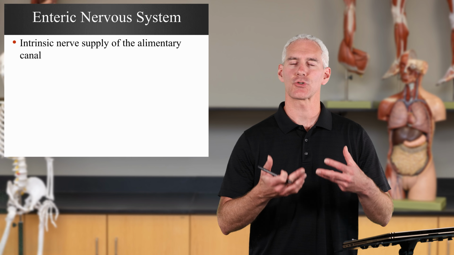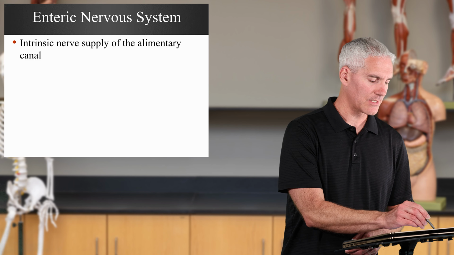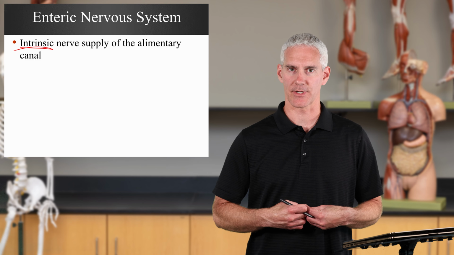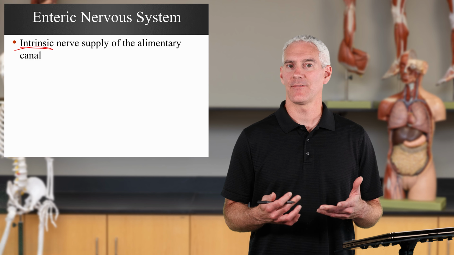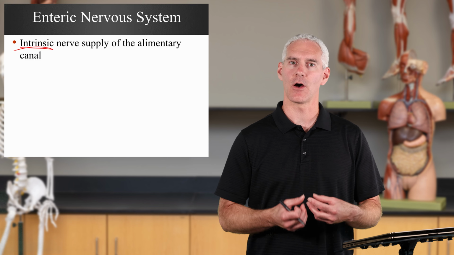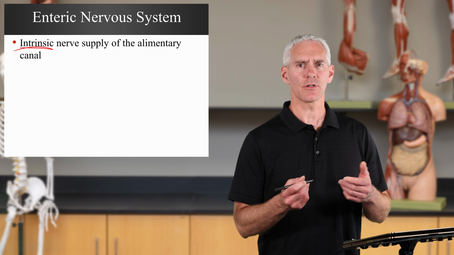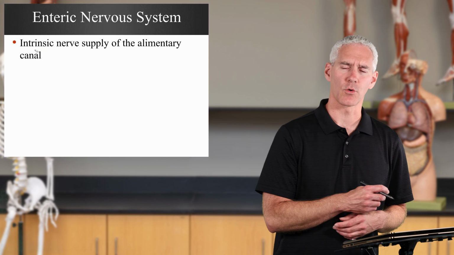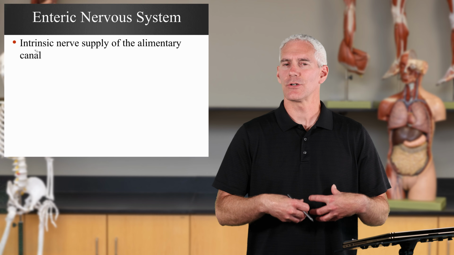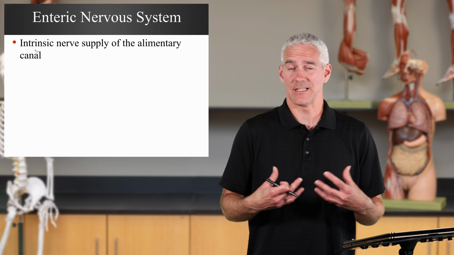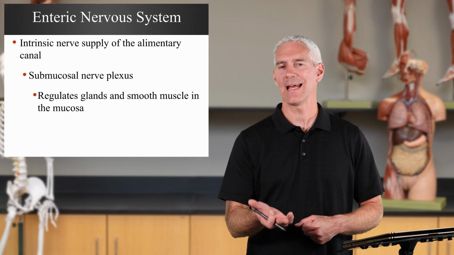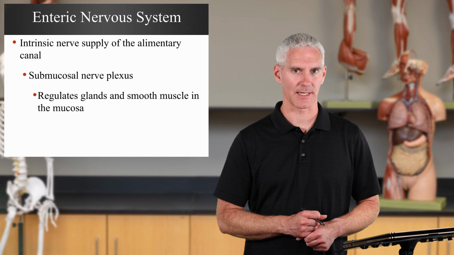Now this is going to be an intrinsic system. What's interesting here is, by being intrinsic, it's all within the GI tract. That's where you get the idea of a gut brain from, because your GI tract can make its own decisions. Sure, the central nervous system, your brain, spinal cord, they're going to help out. They're going to have control mechanisms and factors, but your actual gut itself, the GI tract, can make some decisions on its own. So we have this submucosal nerve plexus.